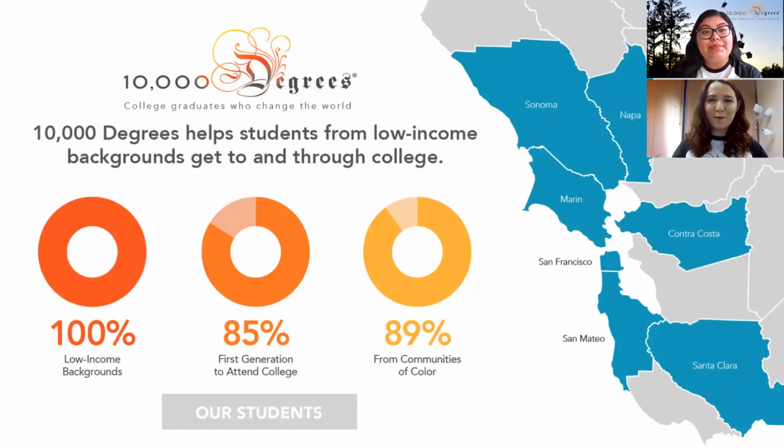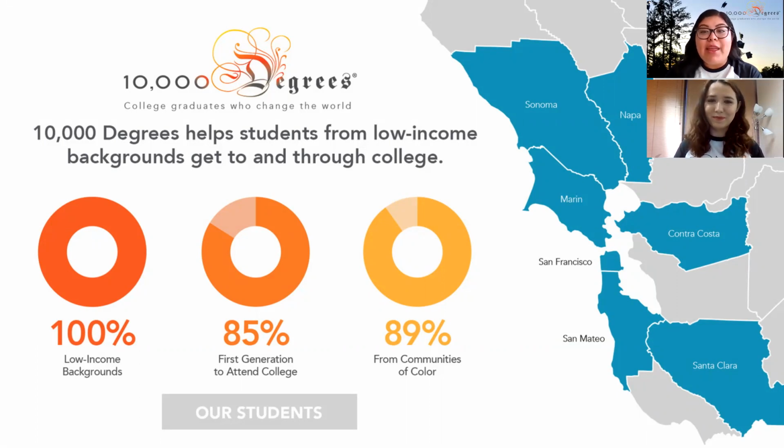But first, a little bit about 10,000 Degrees. 10,000 Degrees is a nonprofit organization that helps low-income and first-generation college students get to and through college. So we continue until they receive their college degree.